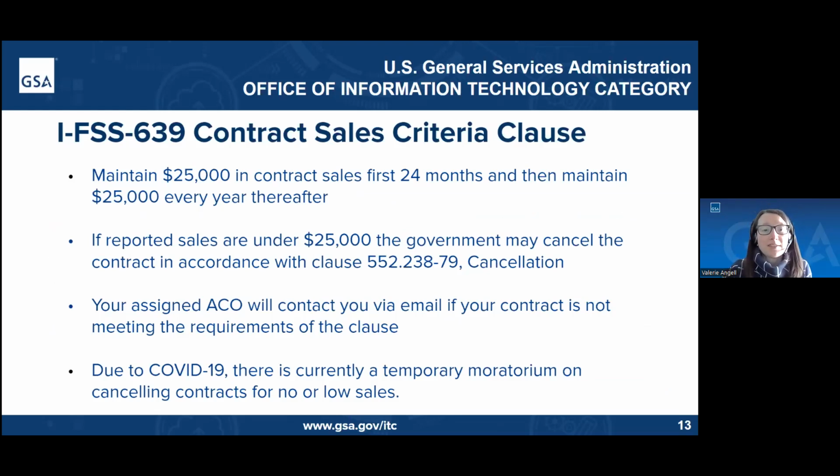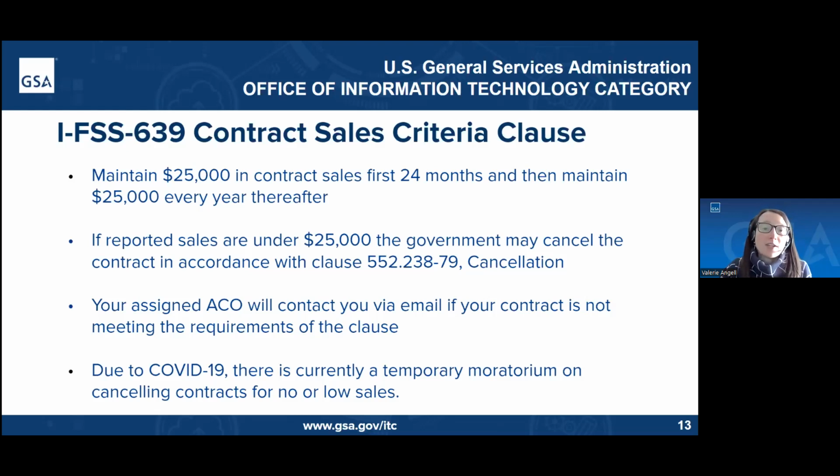All right, so we just discussed the IFSS 639 contract sales criteria clause, which requires you as the vendor to obtain $25,000 in contract sales in the first 24 months and then maintain $25,000 in sales for each year thereafter. The clause also states that if reported sales are under $25,000, the government may cancel the contract in accordance with the cancellation clause. And the cancellation clause gives either party, vendor or government, the right to cancel the contract for any reason.